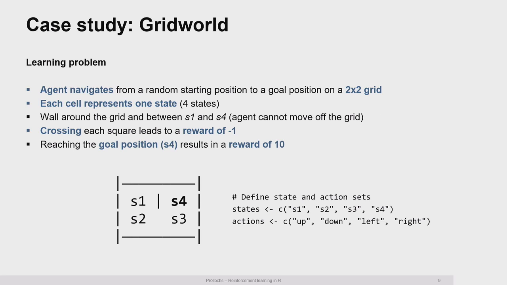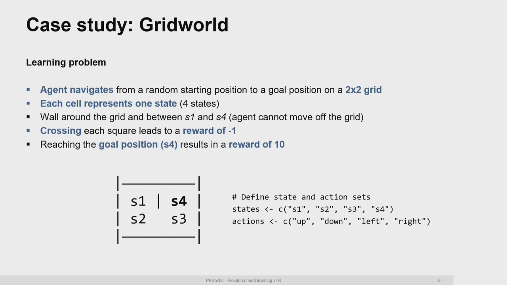That's why I will continue with a small case study, just with this grid world example. Here we have an agent that has to navigate from a random starting position on a 2x2 grid to a goal position. As you can see in the figure on the bottom, we have these four states, S1, S2, S3, S4, and the agent has to move from each arbitrary state to S4. There's a wall between S1 and S4 to make it a bit more complicated, and there's also a wall around the grid. If the agent reaches the goal position, it gets a reward of 10, otherwise -1.